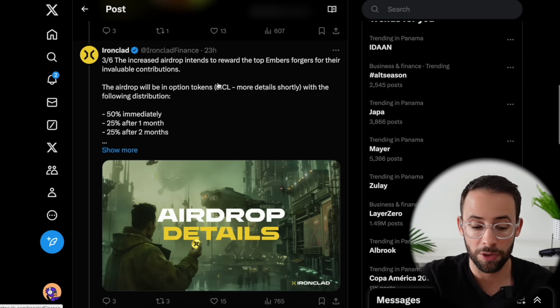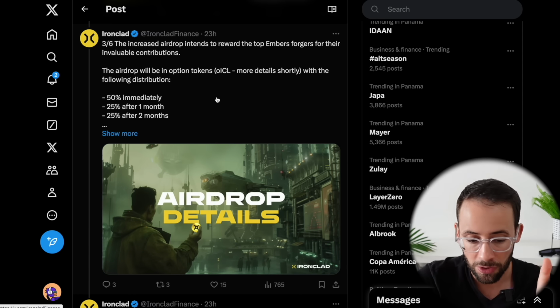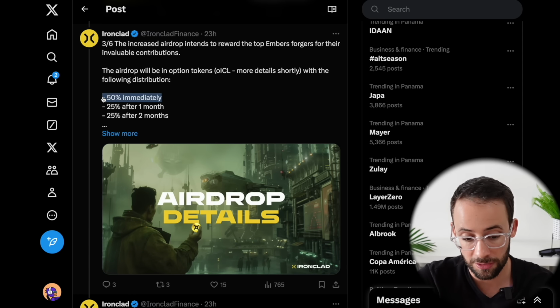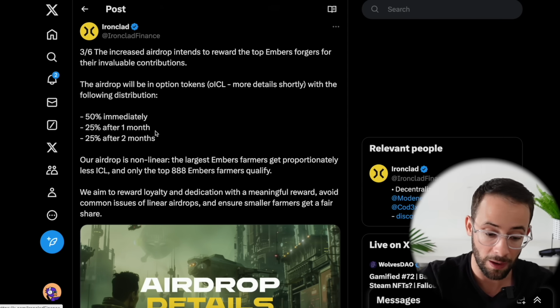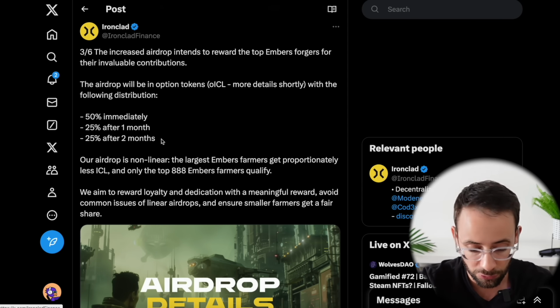And then the other important thing is that there's going to be a vesting schedule. So only 50% of the token is gonna drop immediately. And then there's going to be 25% 1 month later, and then another month after that, the final 25%.